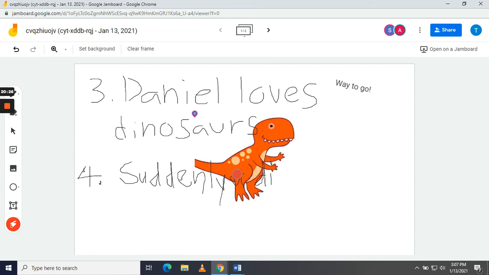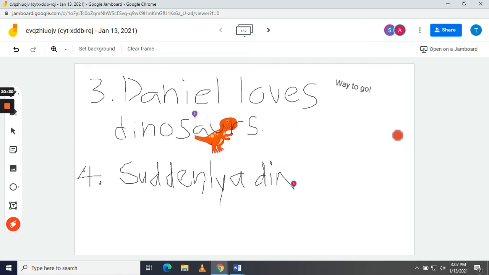Wow, love this dinosaur. So if you notice here with this dinosaur, what you would need to do if you're gonna use this kind of clip art is that you would have to go online.